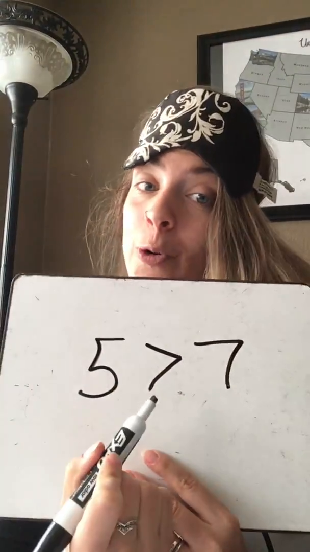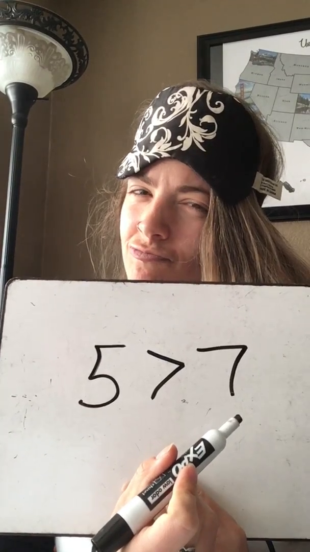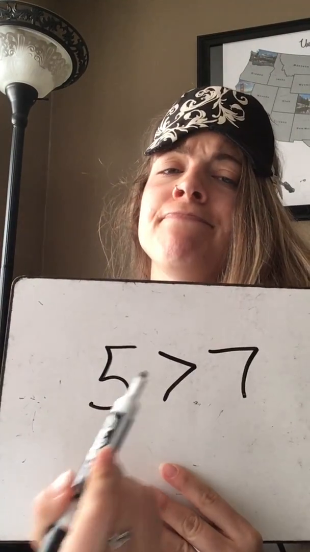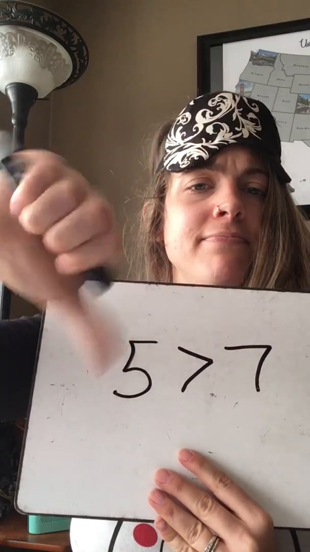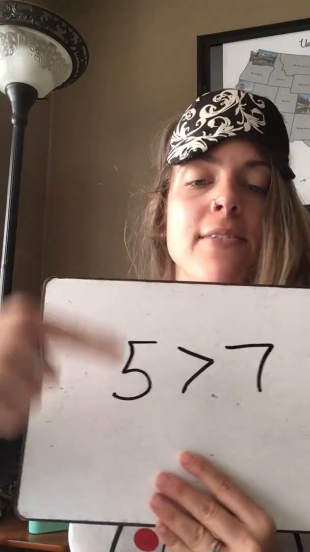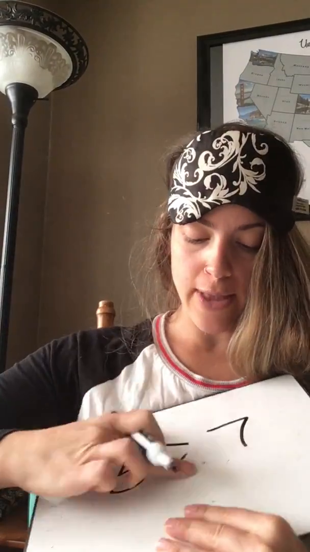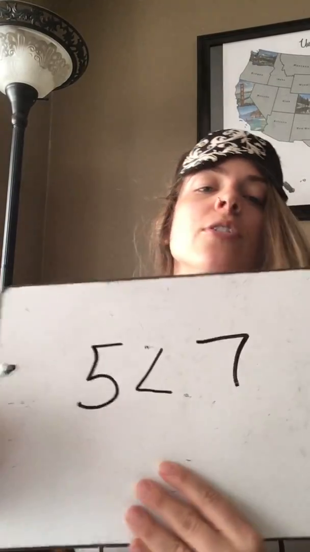All right, what about 5 is greater than 7? Because the big mouth means greater. Is 5 greater than 7? No, 5 is smaller. So we would need to turn that so the smaller mouth is toward the 5 and the bigger one's toward the 7. Okay, so that was a no.